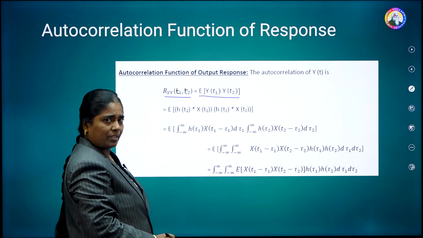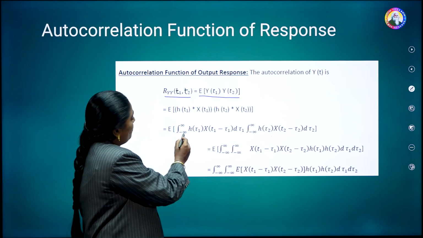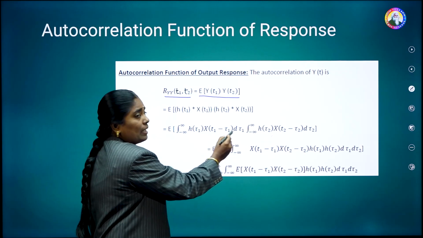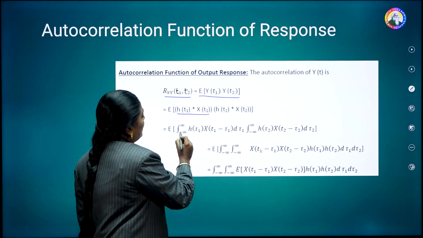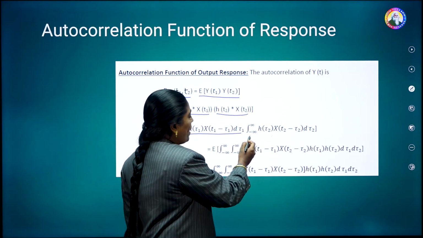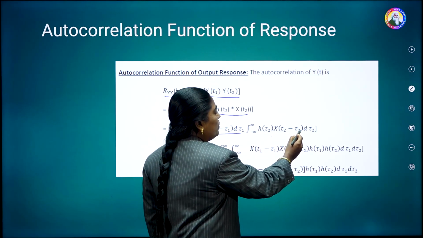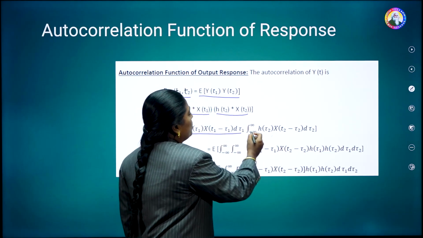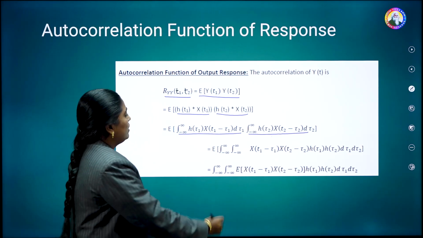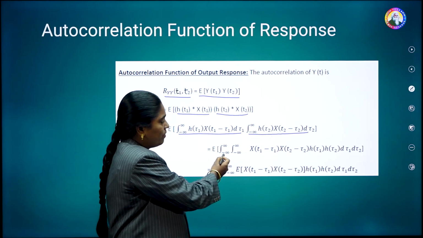Now, writing in terms of integration, this can be written as the expected value of integral minus infinity to infinity h of tau 1 into x of t1 minus tau 1 into d tau 1. Our next convolution formula in terms of integration is integral minus infinity to infinity h of tau 2 into x of t2 minus tau 2 into d tau 2. Now, rearranging the integrations, this can be written as the expected value of the double integration of minus infinity to plus infinity.